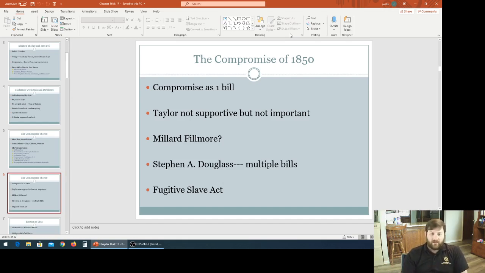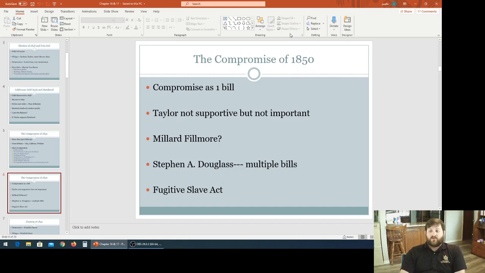So Taylor's not supportive of it, but ultimately his support doesn't matter. I have that in the slide right there. Taylor's not supportive, but it's not important. Why? Because he dies. Taylor dies, and his VP, Millard Fillmore, takes over. And unlike Taylor, he was a career politician. So Fillmore has no problem with this big compromise type of scenario.